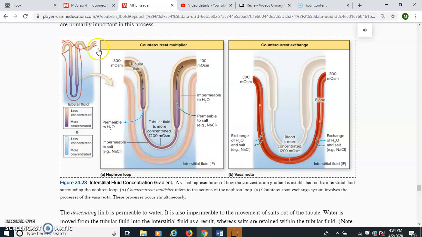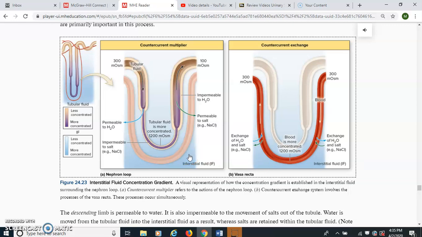So what that means is, and you can kind of see over here, this is the medulla down here, and this would be closer to the cortex up here. So we have more concentrated interstitial fluid down here. That's where we want this concentration gradient to be. You'll notice there's less concentration of solutes, mainly sodium and chloride, which is salt, up here. And as we go deeper into the medulla, this darker blue color indicates a lot more salt, so a higher salt concentration.